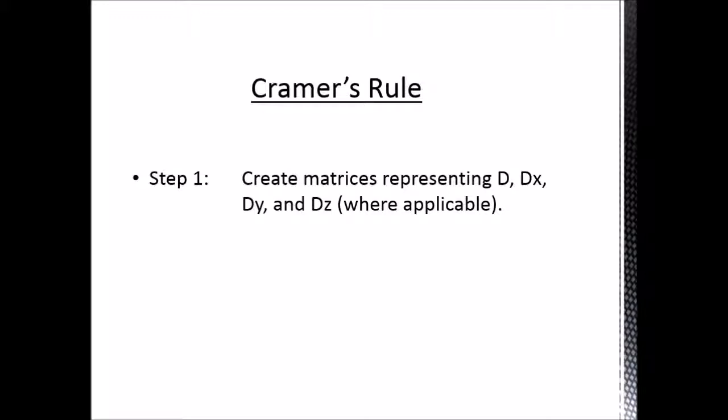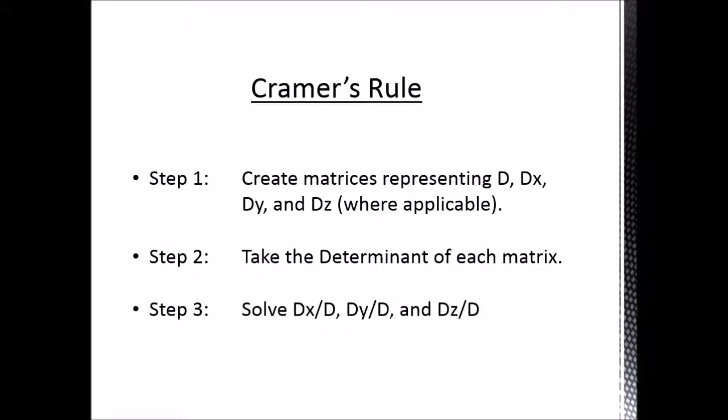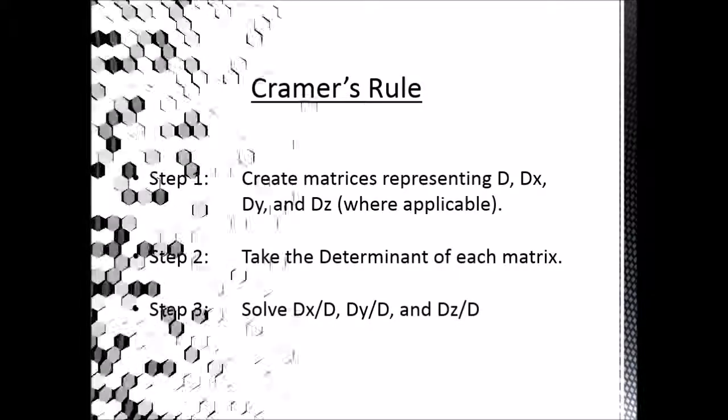So let's talk about what exactly is Cramer's rule. Cramer's rule involves the following steps. Step 1 is create matrices representing D, dx, dy, and dz. Step 2, take the determinant of each matrix. And then step 3, solve by taking dx divided by d, dy divided by d, and dz divided by d. So just make a note of these 3 steps in your mind, and we're going to apply these right now.